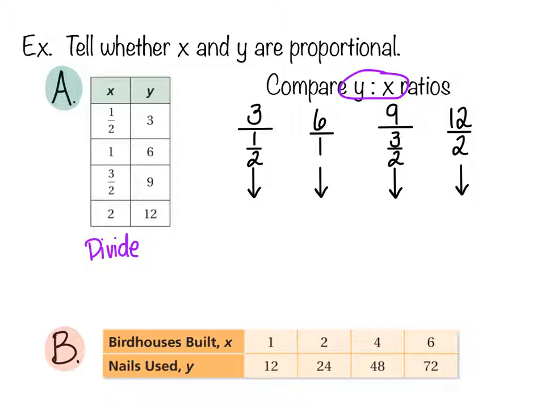So 1/2 is actually the decimal 0.5. So I'll put 0.5 up here. So in my calculator, I just have to do 3 divided by 0.5, and that's 6.